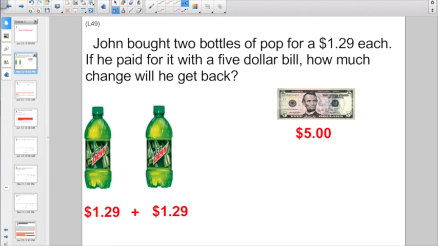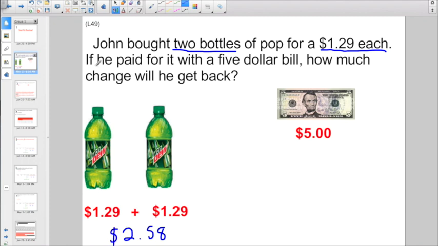Because it's a two-step story problem, you first got to realize that he's buying 2 bottles of pop, not for $1.29, $1.29 each. So your first step would have to be to find out what the total price is, $1.29 plus $1.29. Hopefully, if you add this up, you would realize that that is $2.58, right? That's your first step of this two-step story problem.